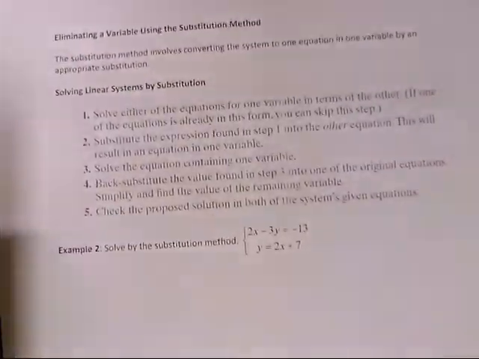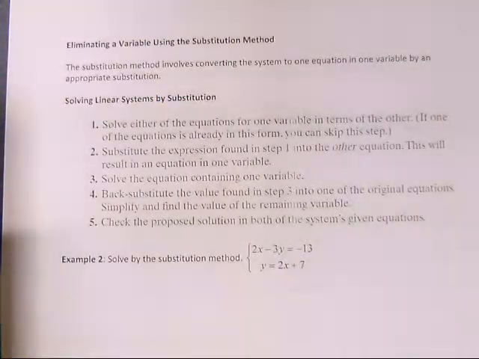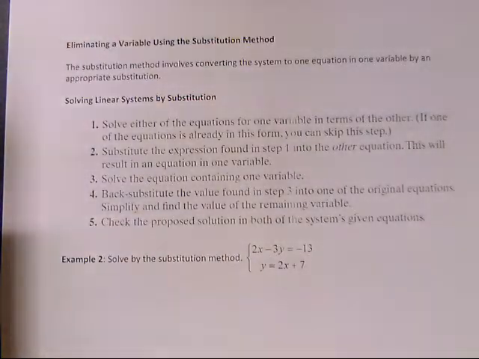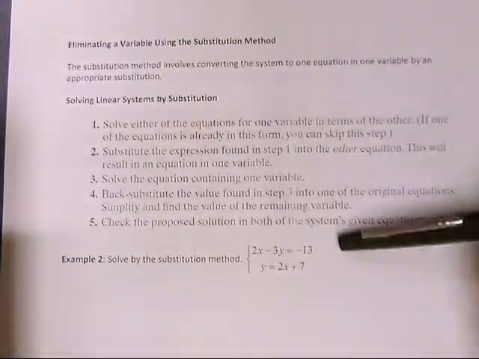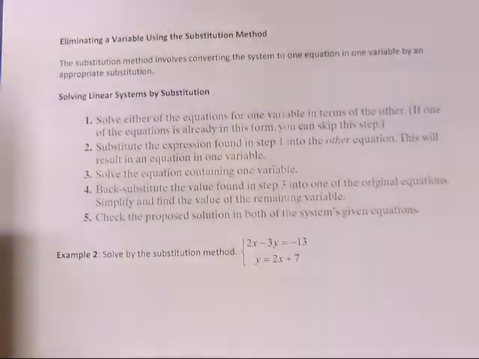Alright, next we'll look at how to eliminate a variable using the substitution method. Now, the substitution method does involve converting the system into one equation in one variable by an appropriate substitution. So you're going to take one equation, substitute it for the variable in a second equation. That way you will have one equation in a single variable. And this will be the procedure for solving a system of linear equations by substitution.